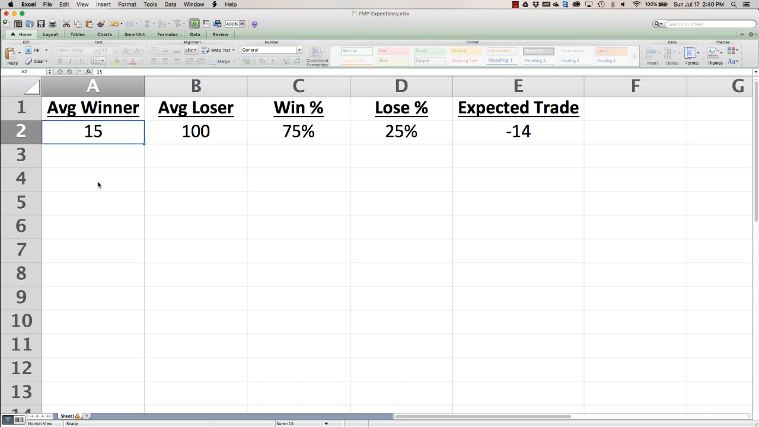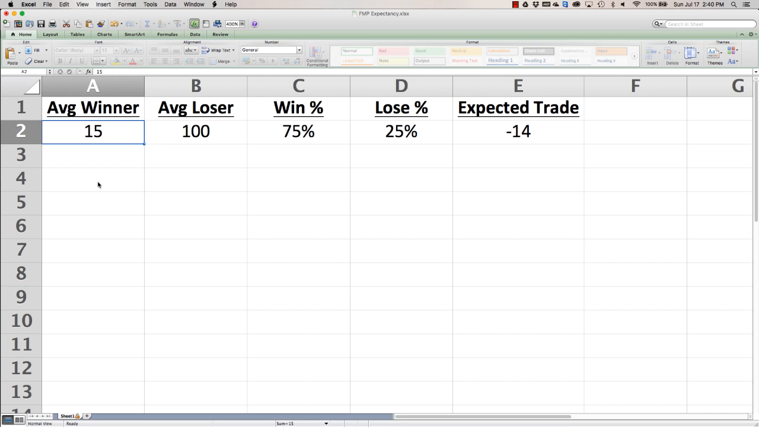So I find this a lot. People have a high win percentage because they think that's what they need, which can be helpful. I'm not saying it's not, but they don't look at their risk and reward, their average winner and losing side, because they're reckless with their stop loss, or their targets are too tiny and their risk is just too great, and the math just doesn't work out.